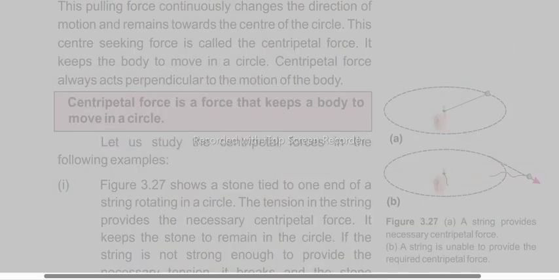This pulling force continuously changes the direction of motion and remains towards the center of the circle. This center-seeking force is called the centripetal force. It keeps the body moving in a circle. Centripetal force always acts perpendicular to the motion of the body. Centripetal force is a force that keeps a body moving in a circle. Let us study the centripetal forces in the following examples.